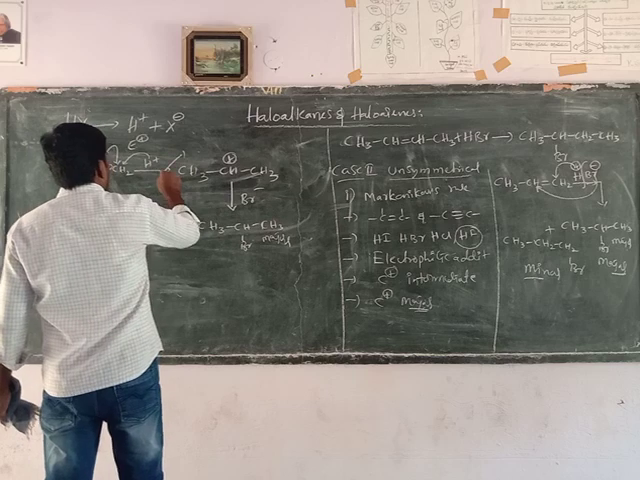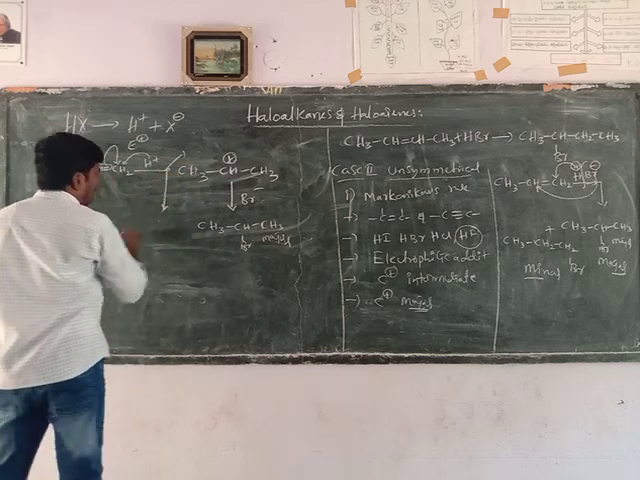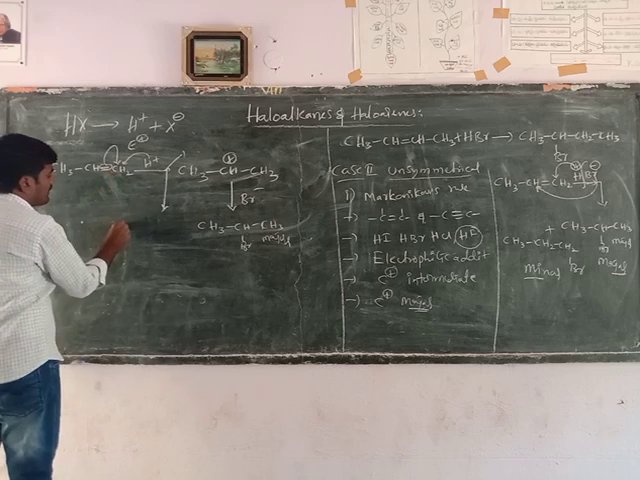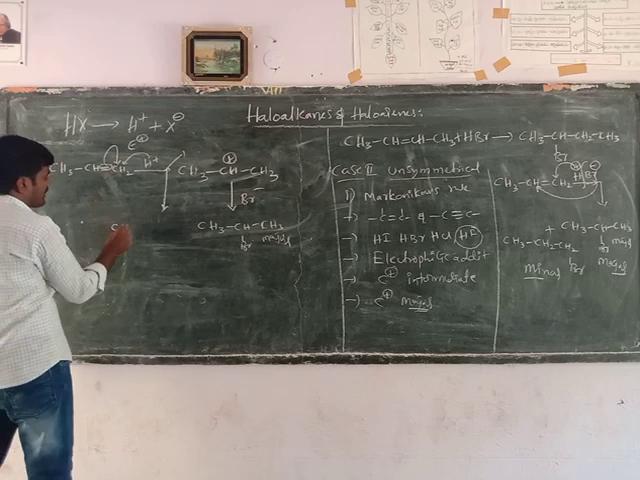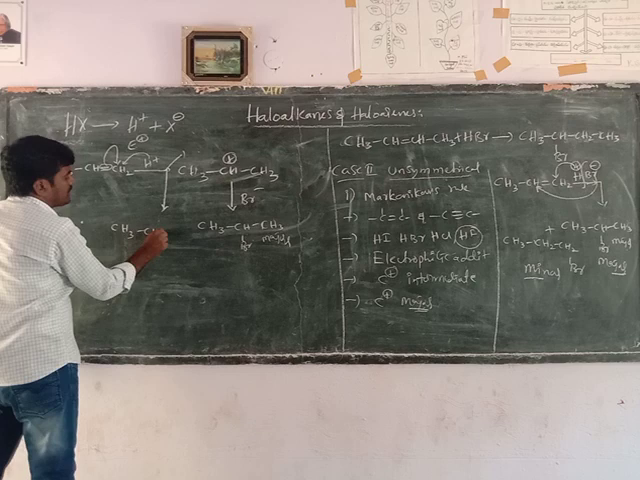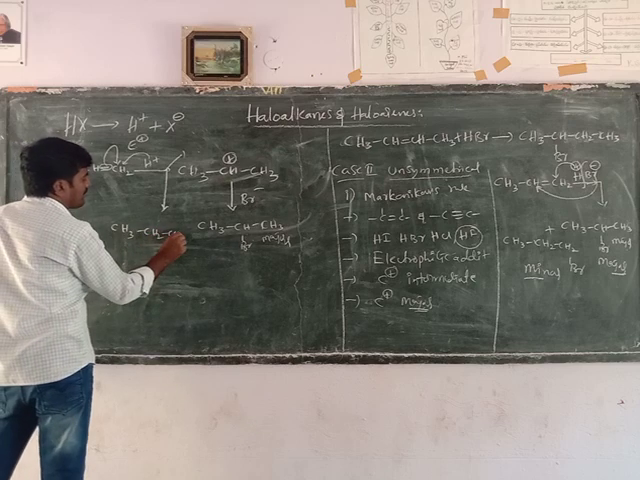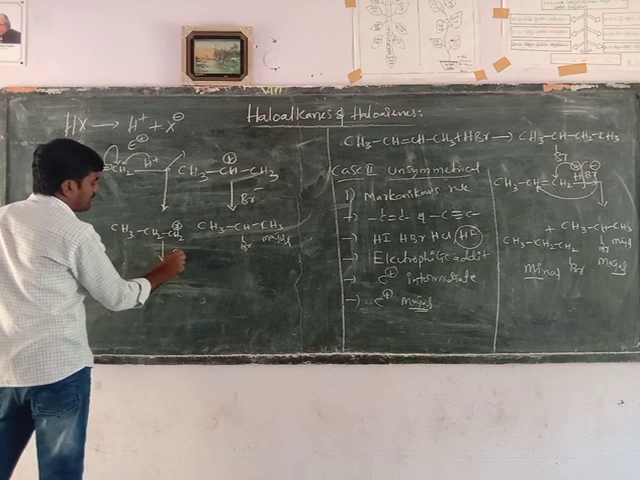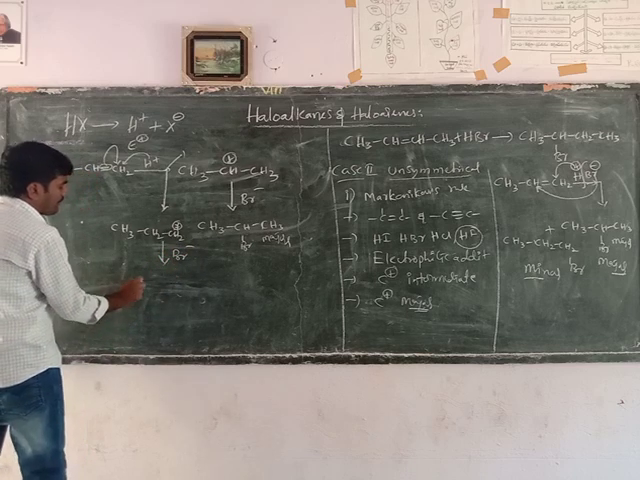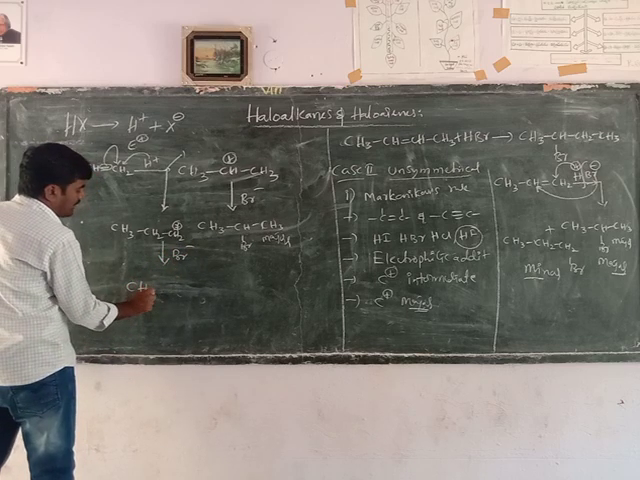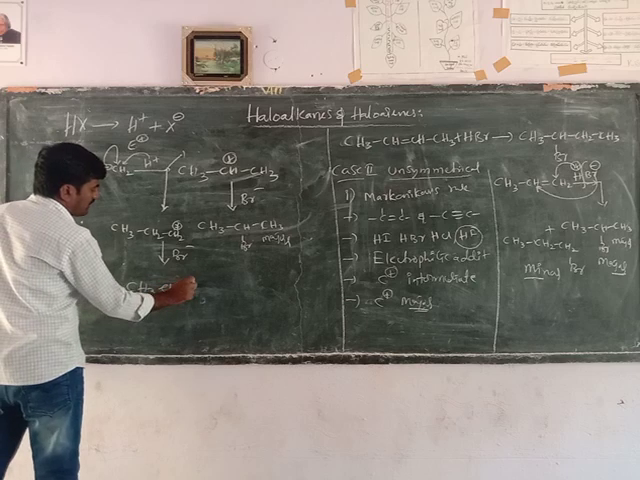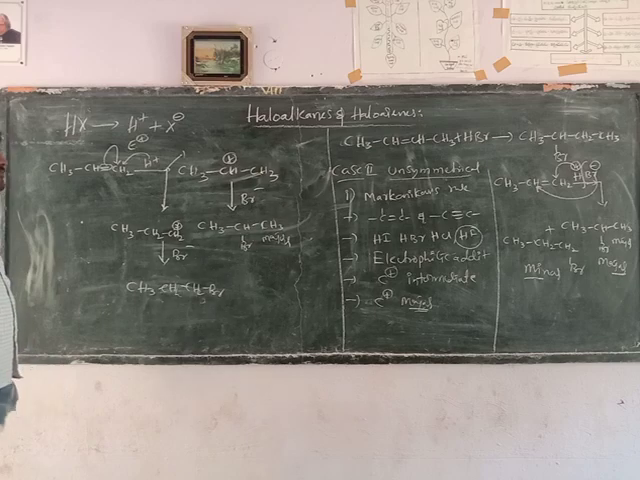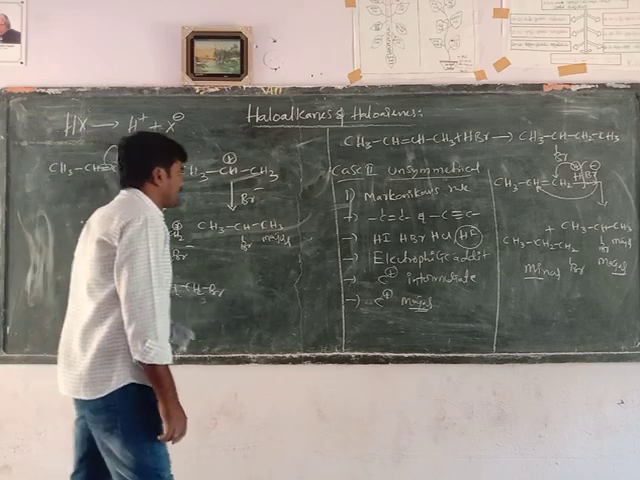Here one more product will also form, through a primary carbocation. When H attacks the CH carbon, CH2 plus, a primary carbocation forms. The primary carbocation reacts with Br minus to form n-propyl bromide. N-propyl bromide will form. This is the minor product.